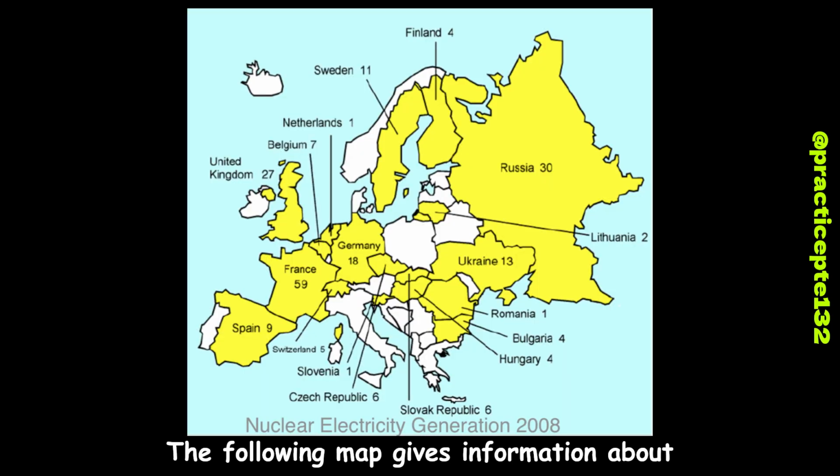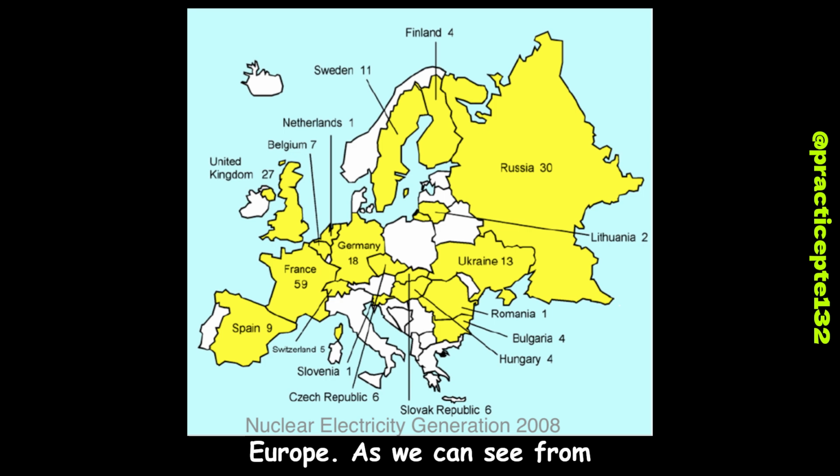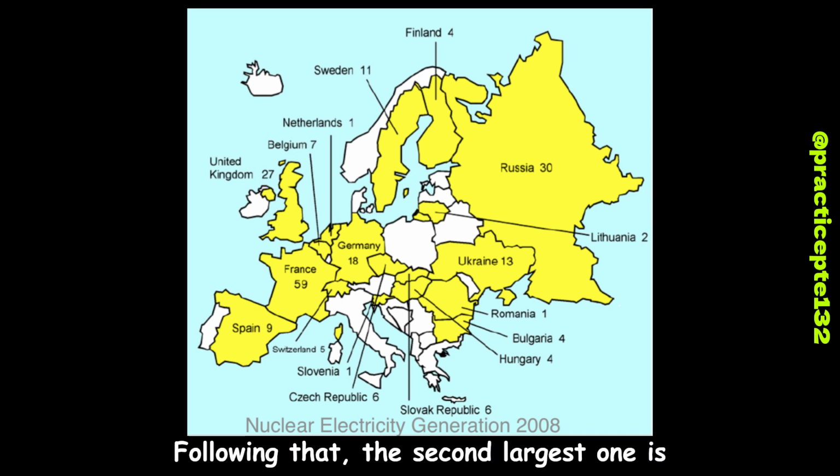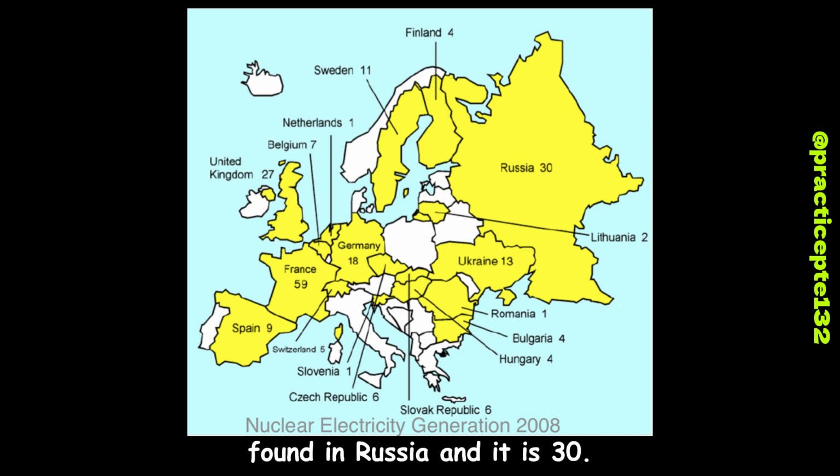The following map gives information about nuclear power plants in operation in Europe. As we can see from the map, the largest nuclear electricity generation is in France, which is 59. Following that, the second largest one is found in Russia, and it is 30.